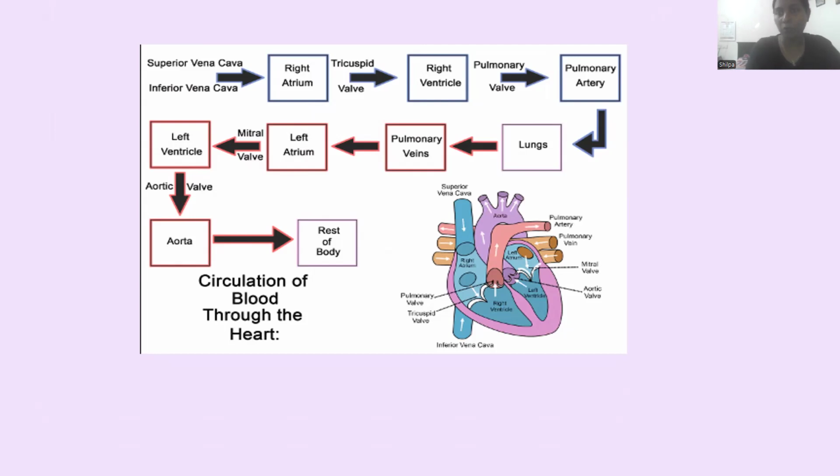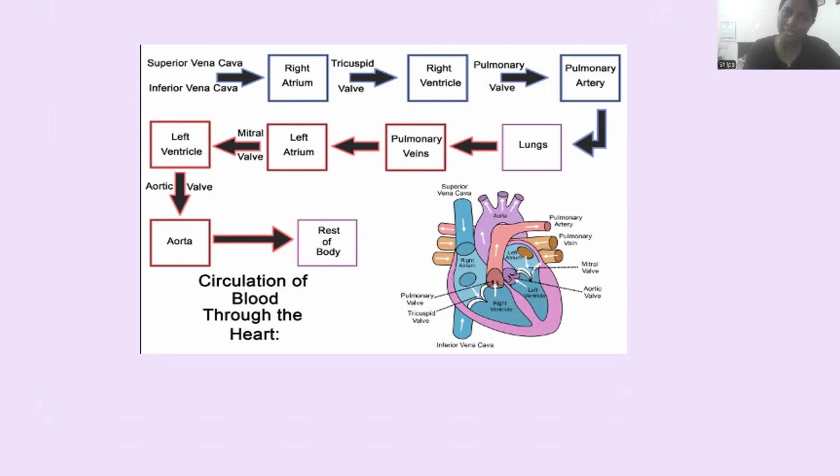About the valves: the right side AV valve has three flaps. That's why we call it the tricuspid valve, three valves on the right side. It separates the right atrium and right ventricle, and you can see the tricuspid valve here. From the superior vena cava, blood enters the right atrium, and from the right atrium, via the tricuspid valve, it reaches the right ventricle.